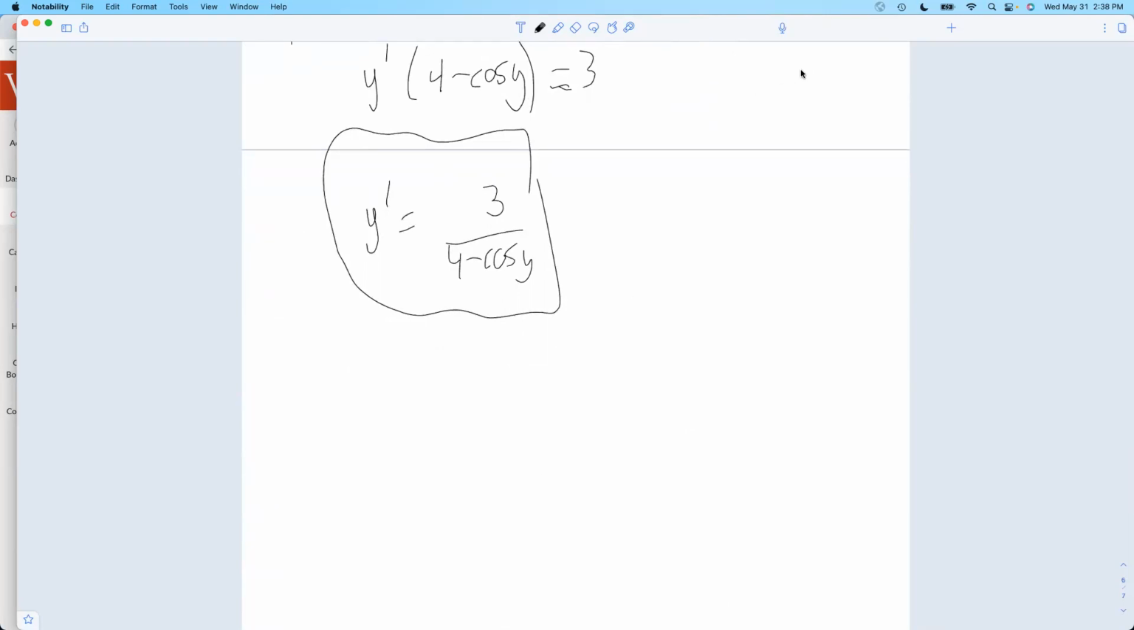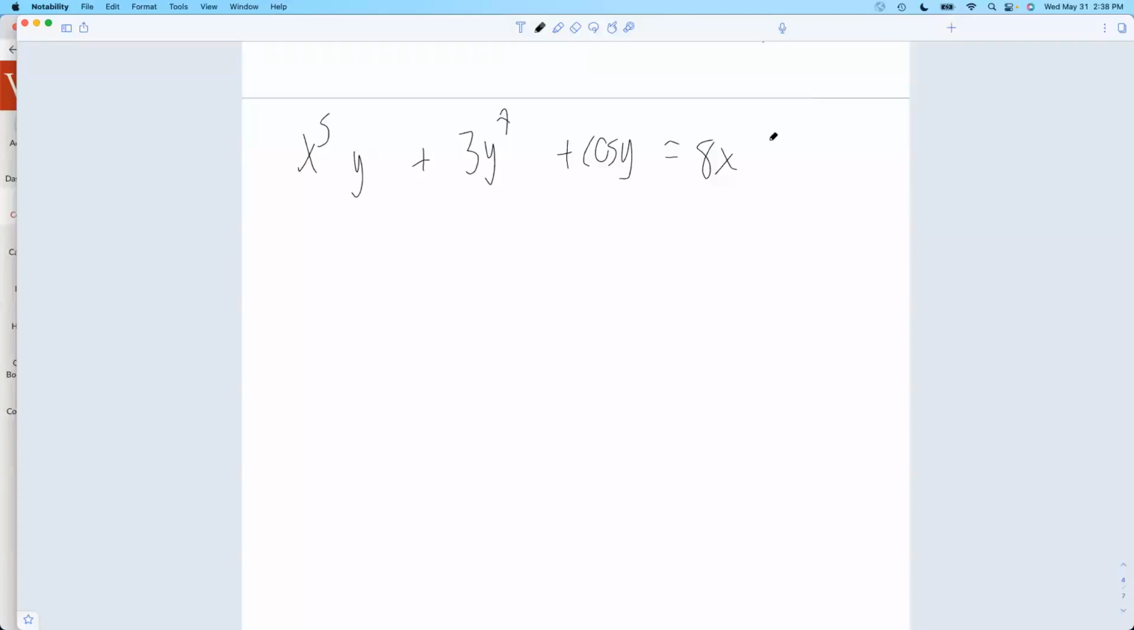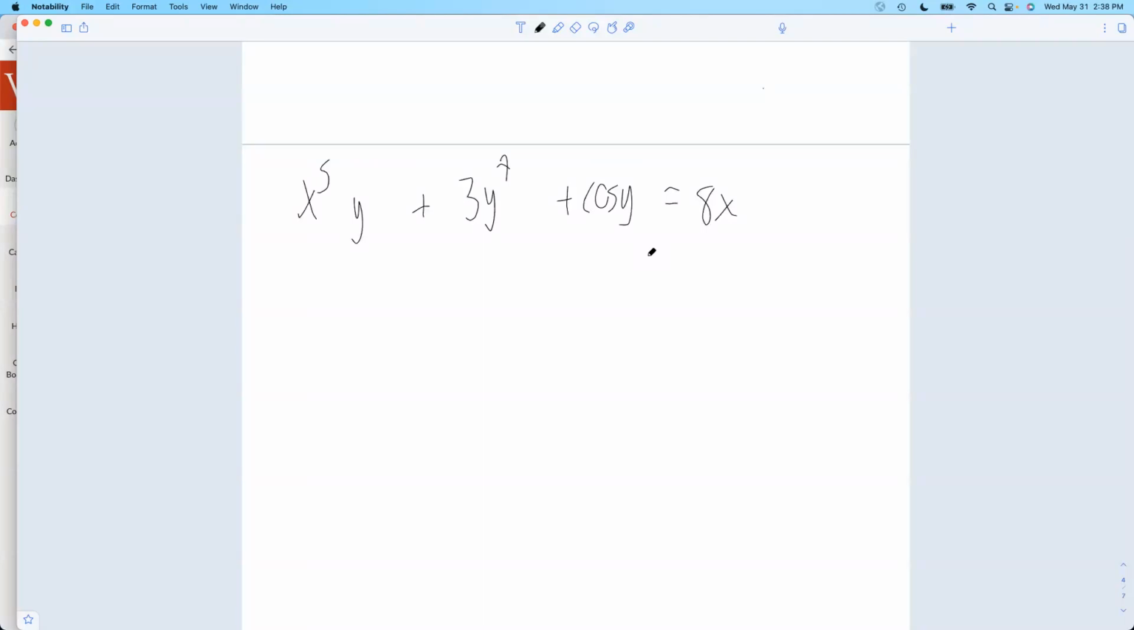Let's do another example. Okay, so my goal here is to find y prime. So I'm going to take the derivative with respect to x of everything, of both sides, of every term. So I've got 1, 2, 3, 4 terms.